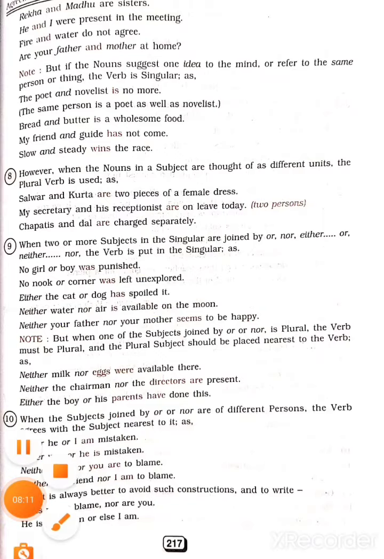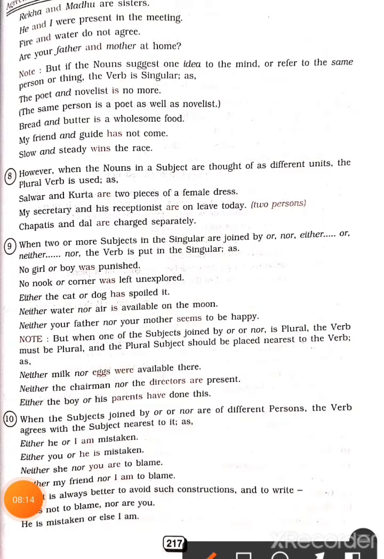Now let me take examples from your book. It is in page number 217. Rekha and Madhu are sisters. He and I were present in the evening. Here you can see the subject consists of two or more singular nouns or pronouns joined by and. So it takes a plural verb, just as I have already discussed with you students.